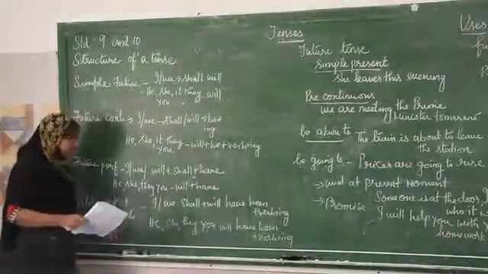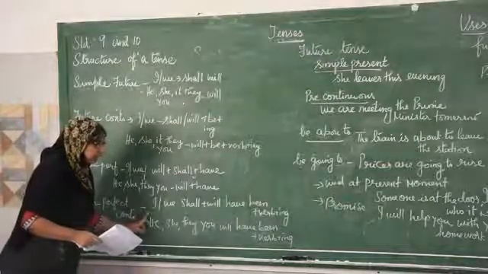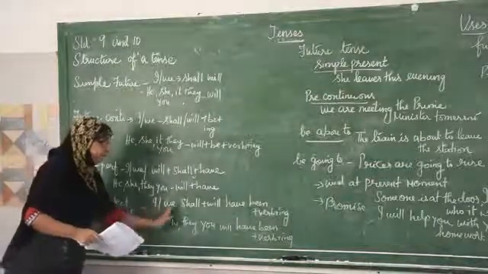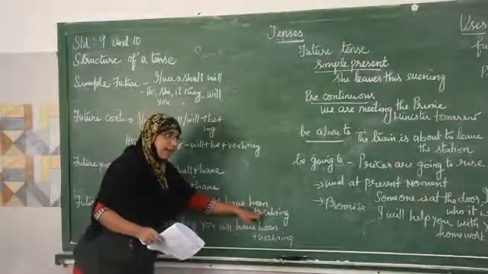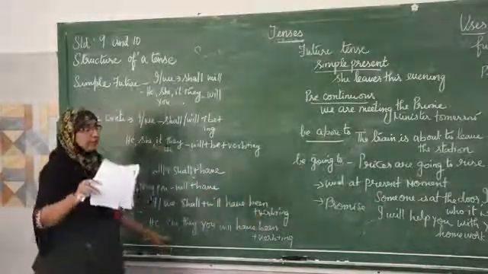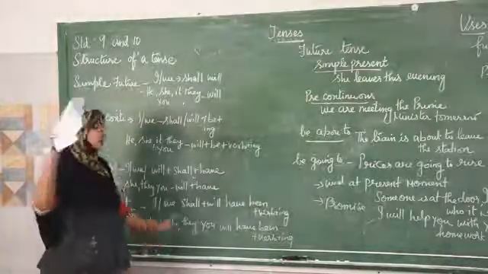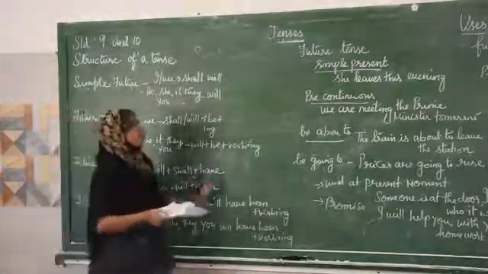Clear? Future perfect continuous tense. Again, what will it be? He, she or I, we plus will, have plus been plus verb-ing. It refers to an action which will be going on in the future. Clear?